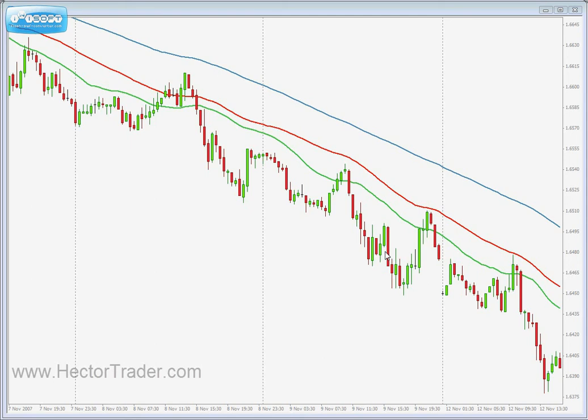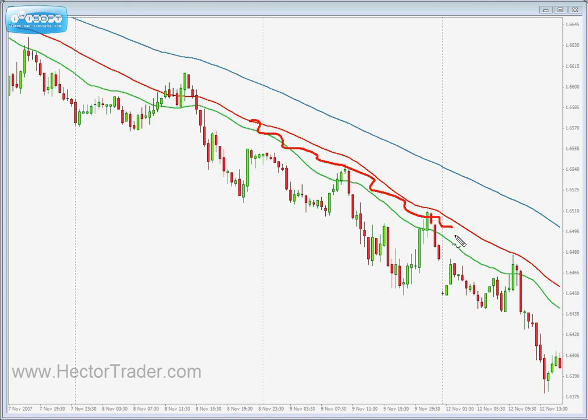All right, guys. I hope with this video I've laid out the basic principles of what lies behind the dynamic area of support and resistance, what it's actually made of, and how I basically use it. How I basically use the area between the 30 and the 50.